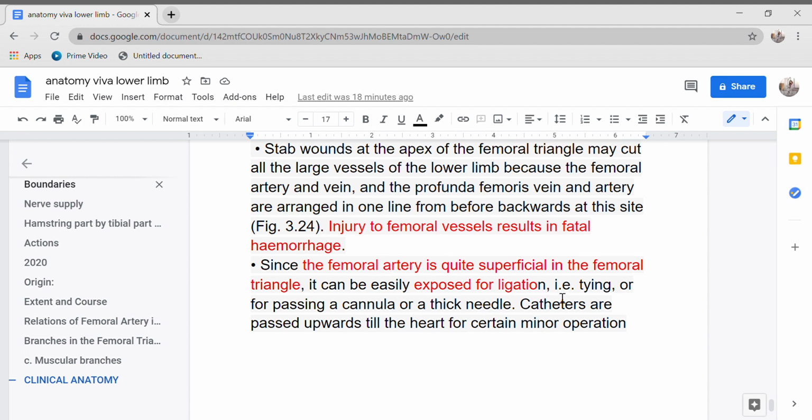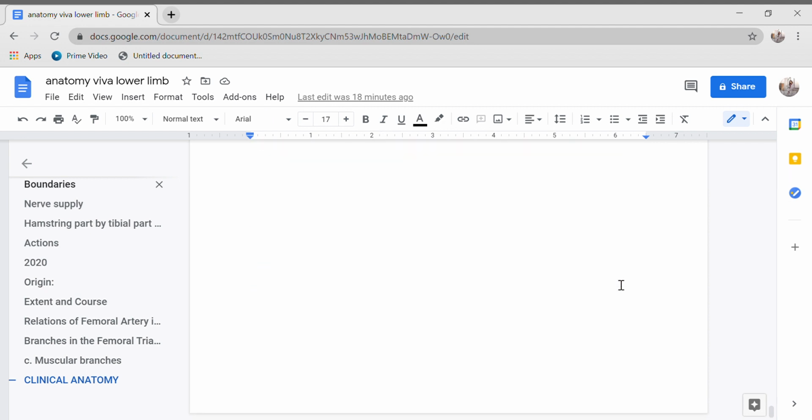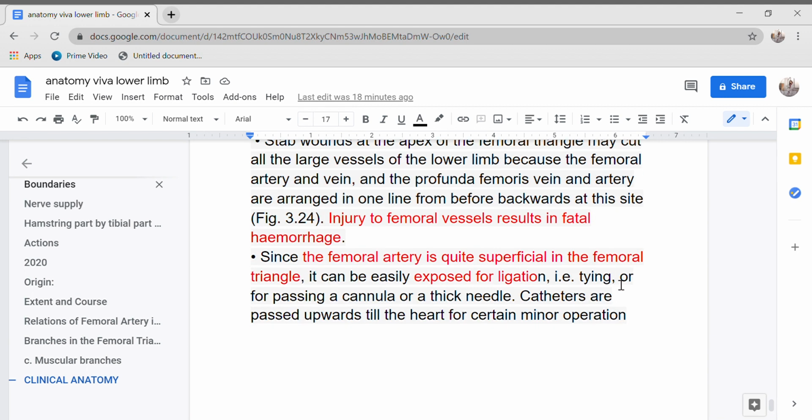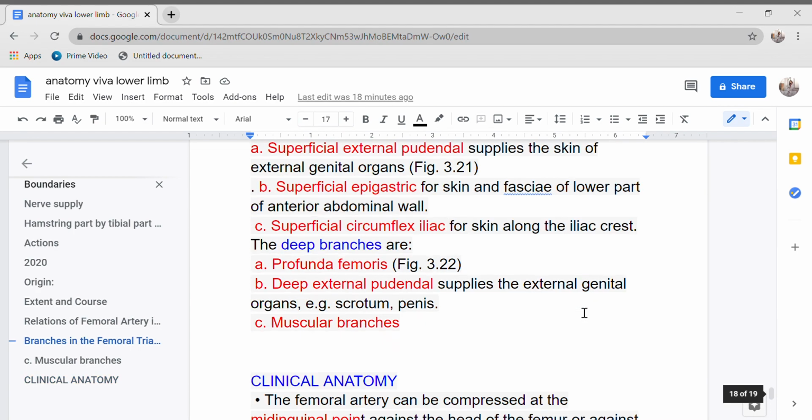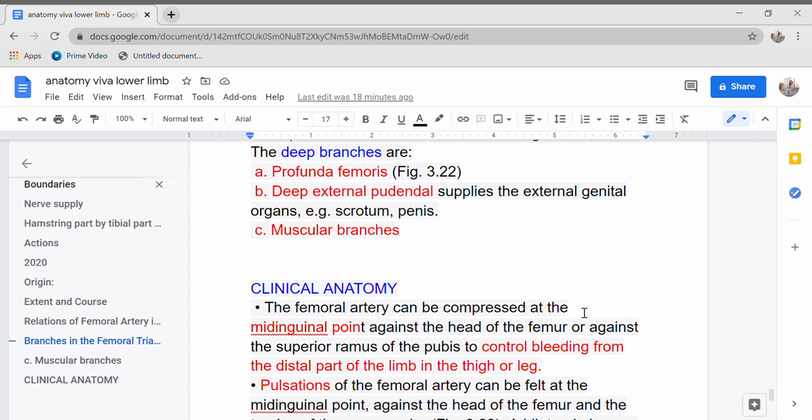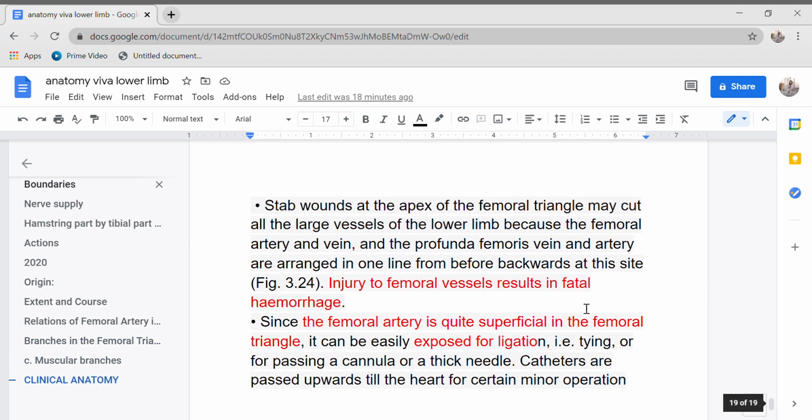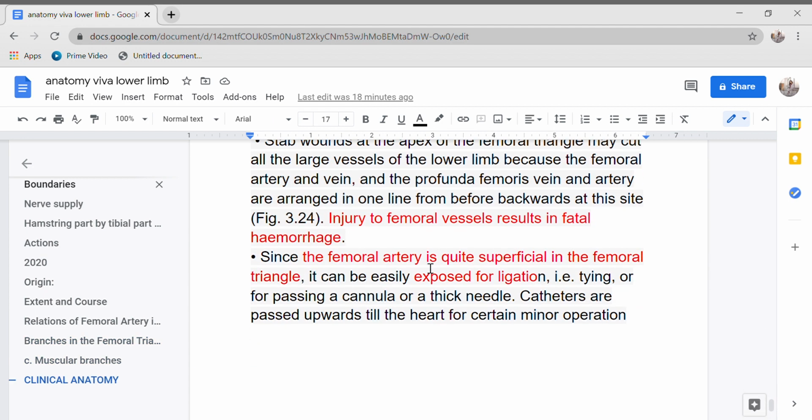The artery can also be easily exposed for ligation, which means tying it off, or for passing a cannula or thick needle. This is important to know. Catheters are passed upwards towards the heart for certain minor operations. The pulsations and bleeding can be controlled, and you can see that injury is more common, with fatal hemorrhage and ligation.